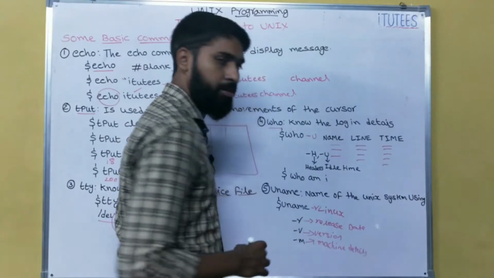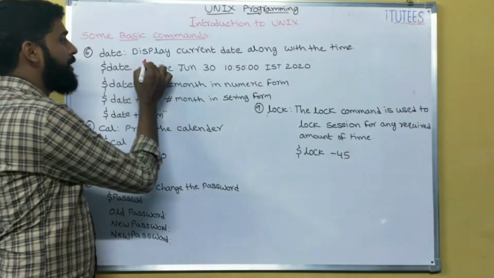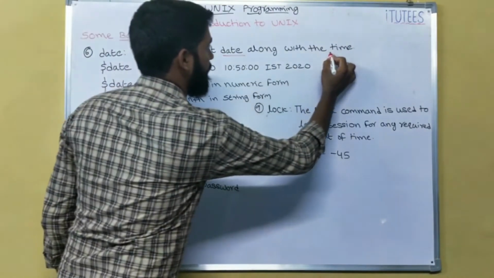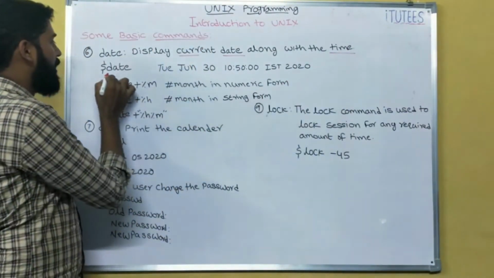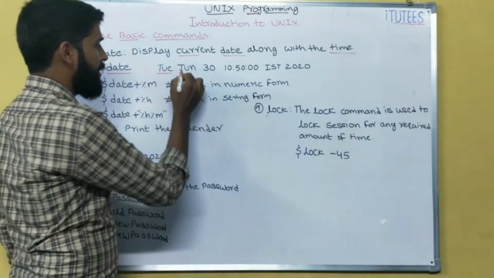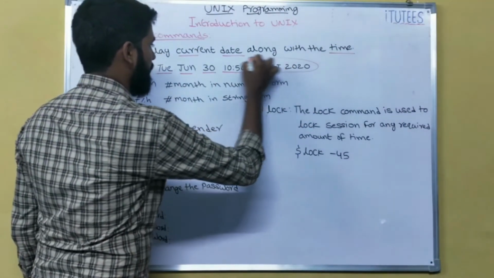Okay. So the next command is the date command. The date command displays the current date along with the time. So date returns the day, month, date. And this is the current time.